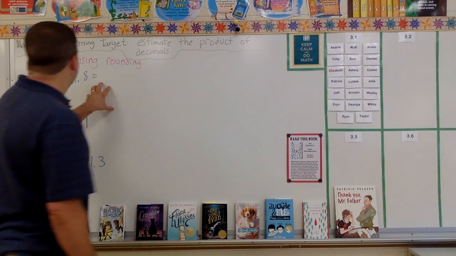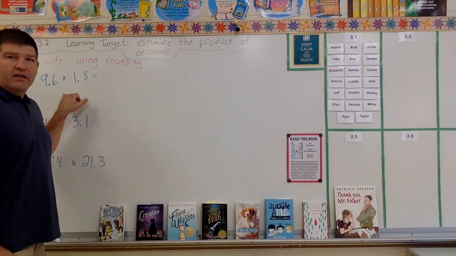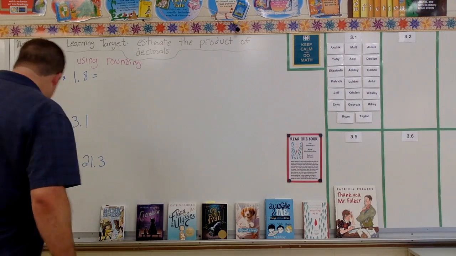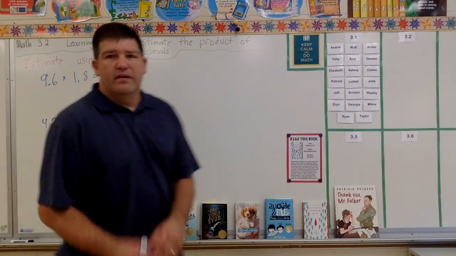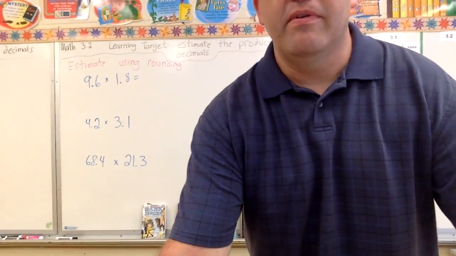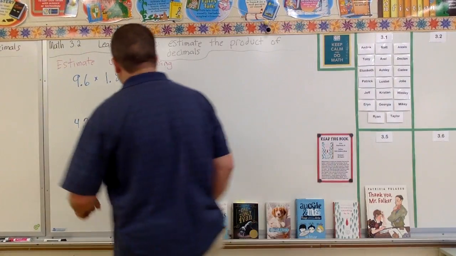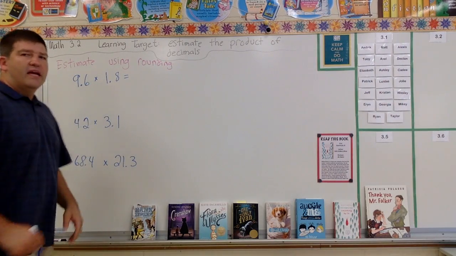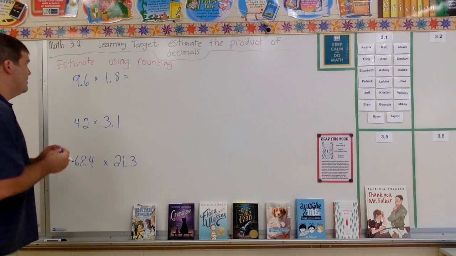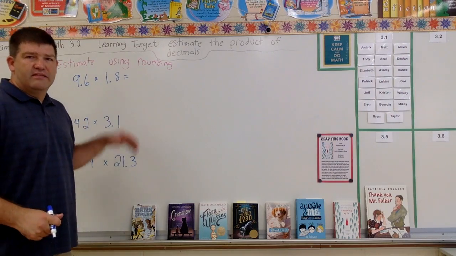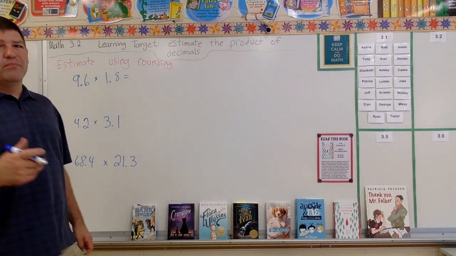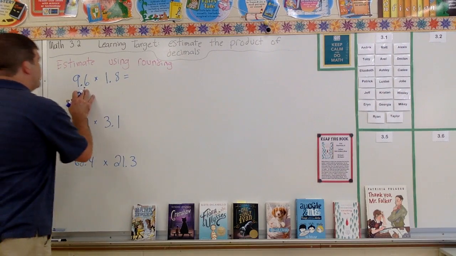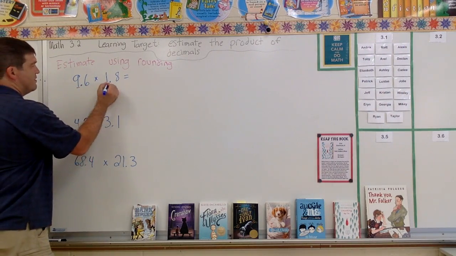So I have up here a couple problems. I have 3 problems. I want us to work on these problems. I'll show you how to do them. Move this over a little bit here. Okay, so we have 9.8 times 1.8. And I want to make these numbers a little easier. Okay? I'm going to put them into whole numbers. Whole numbers are easy.